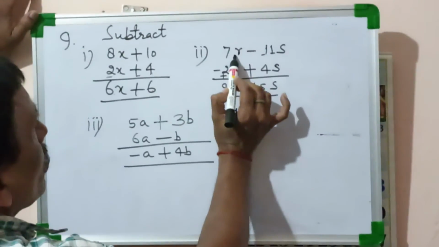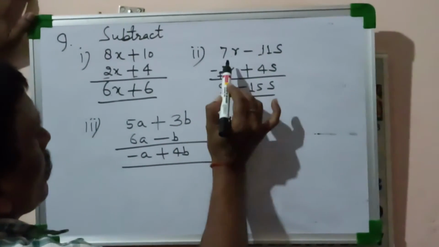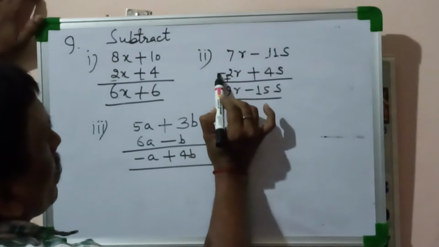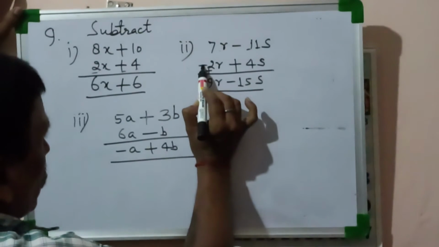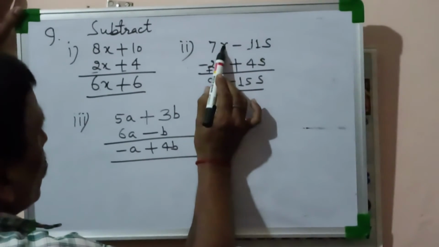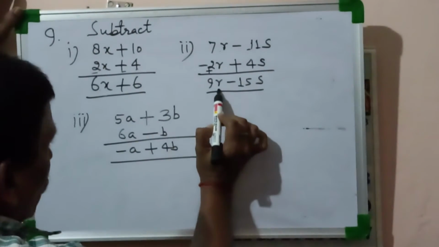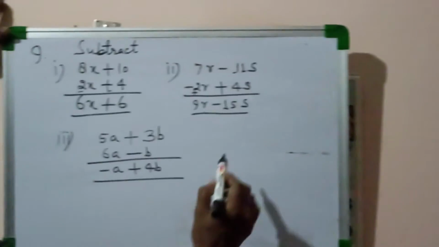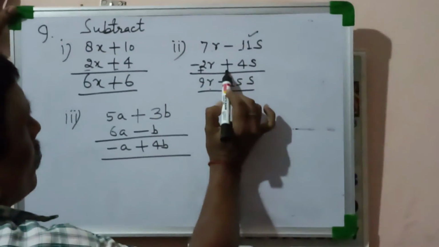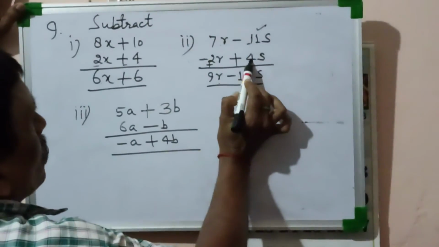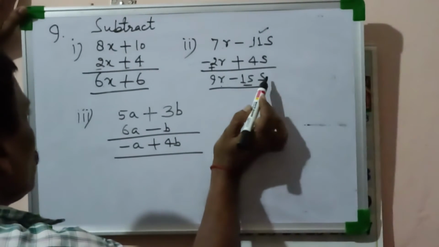Similarly here also, 7r minus 11s minus 2r plus 4s. You have to subtract, so due to that minus and this minus, it will be plus. So 7r plus 2r, 7 plus 2 will become 9. And here minus 11 and subtract, so plus will become minus. So minus 11 minus 4 is minus 15. So 9r minus 15s.